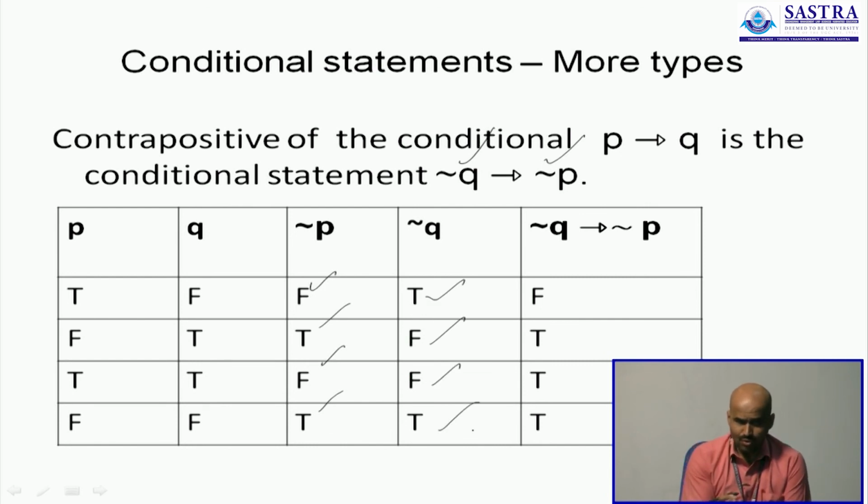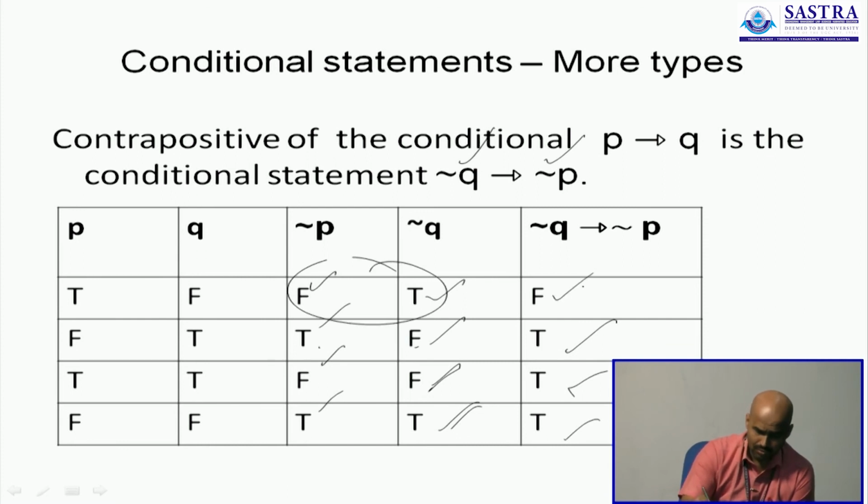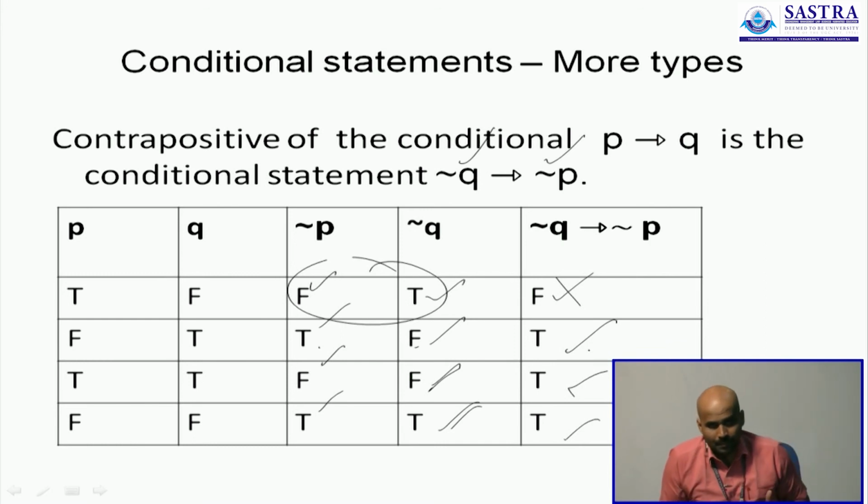Now if you consider a conditional whose hypothesis is negated Q and consequence is P, then that's what you will have. If negated Q is false and negated P is true, that's right. Both are false, that's right. Both are true, that's right. Only the first combination gives you a false value. All other three are assuming true value. So this is how the contrapositive of a conditional statement is constructed.